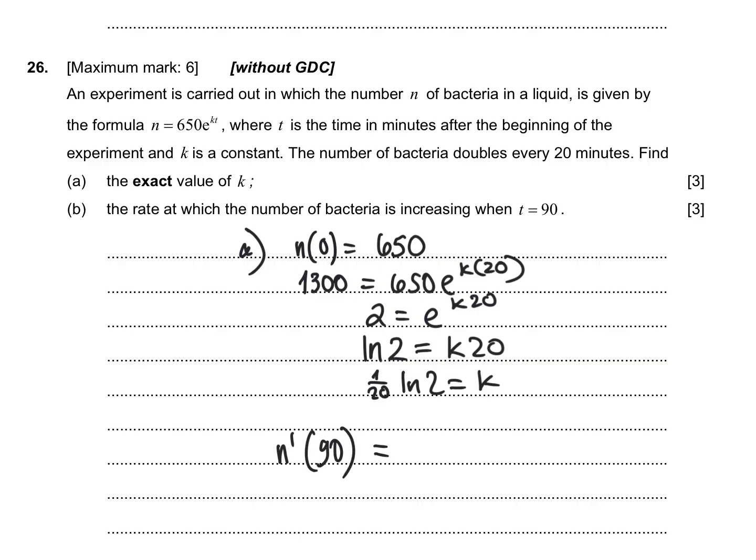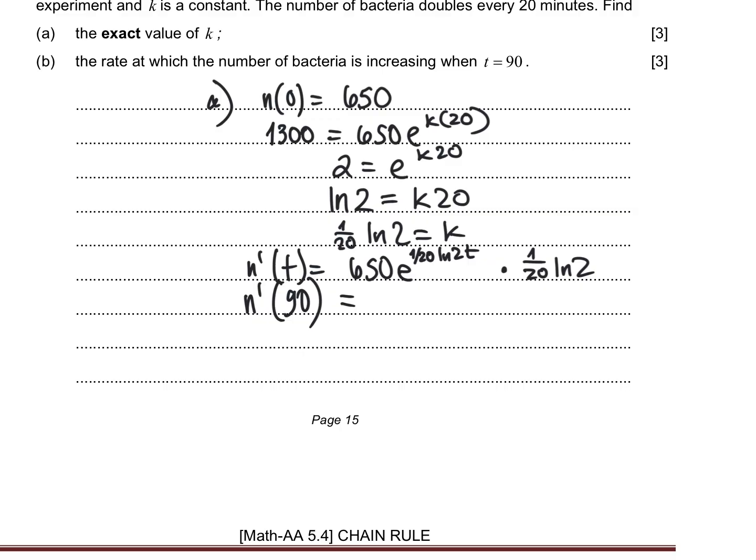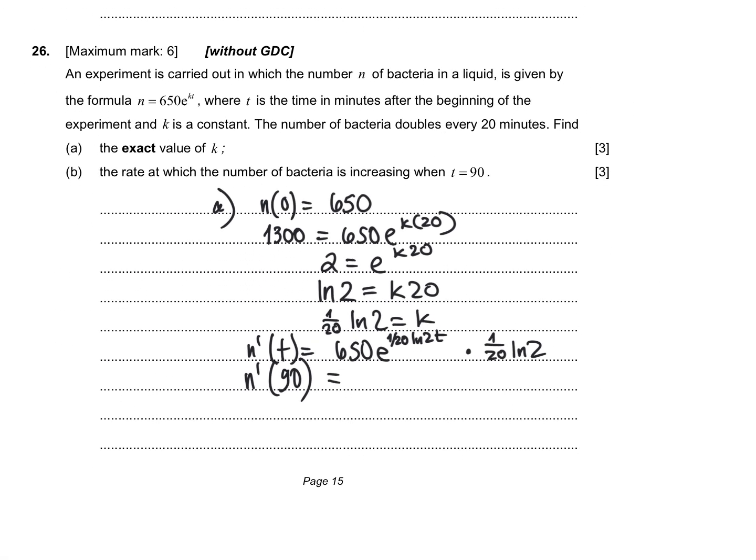And so first we have to find the derivative, which is 650 e to the 1 over 20 natural log 2 t times 1 over 20 natural log 2, because that's just a constant. That's just a number. So then we can substitute 90 in there. I don't know how they want this without a calculator.